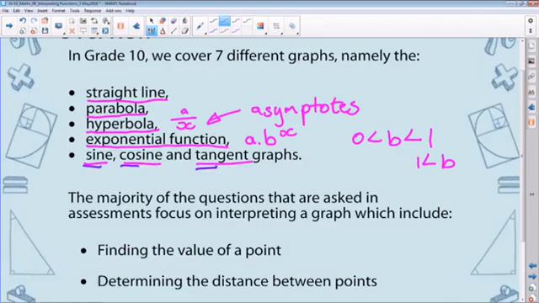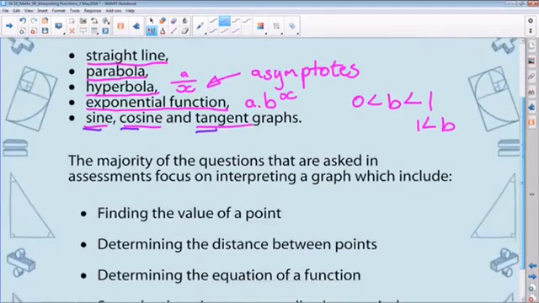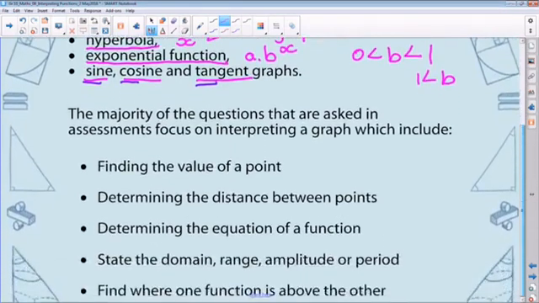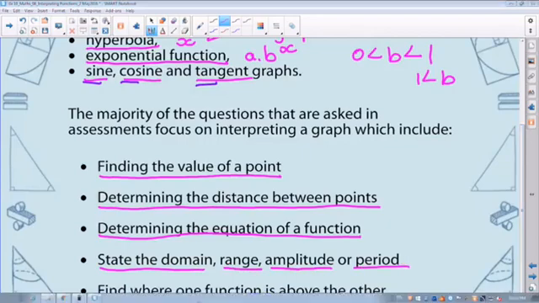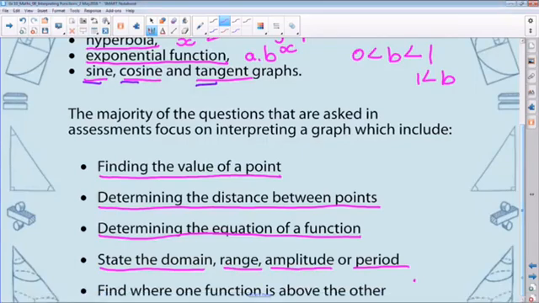Okay, now the majority of the questions that are asked in assessments focus on interpreting a graph, which includes finding the value of a point, determining the distance between points, determining the equation of a function, stating the domain, the range, amplitude, or period, and finding where one function is above the other.